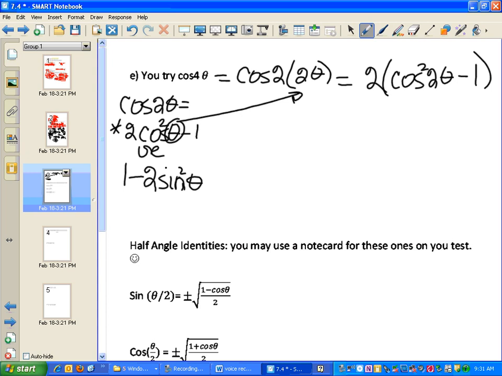You can use either one, but I just chose to go the cosine route. I don't know, because that's where I'm most comfortable with. But what is the cosine of 2 theta? What did we say that that was in the previous problem? Negative 1/8, right?